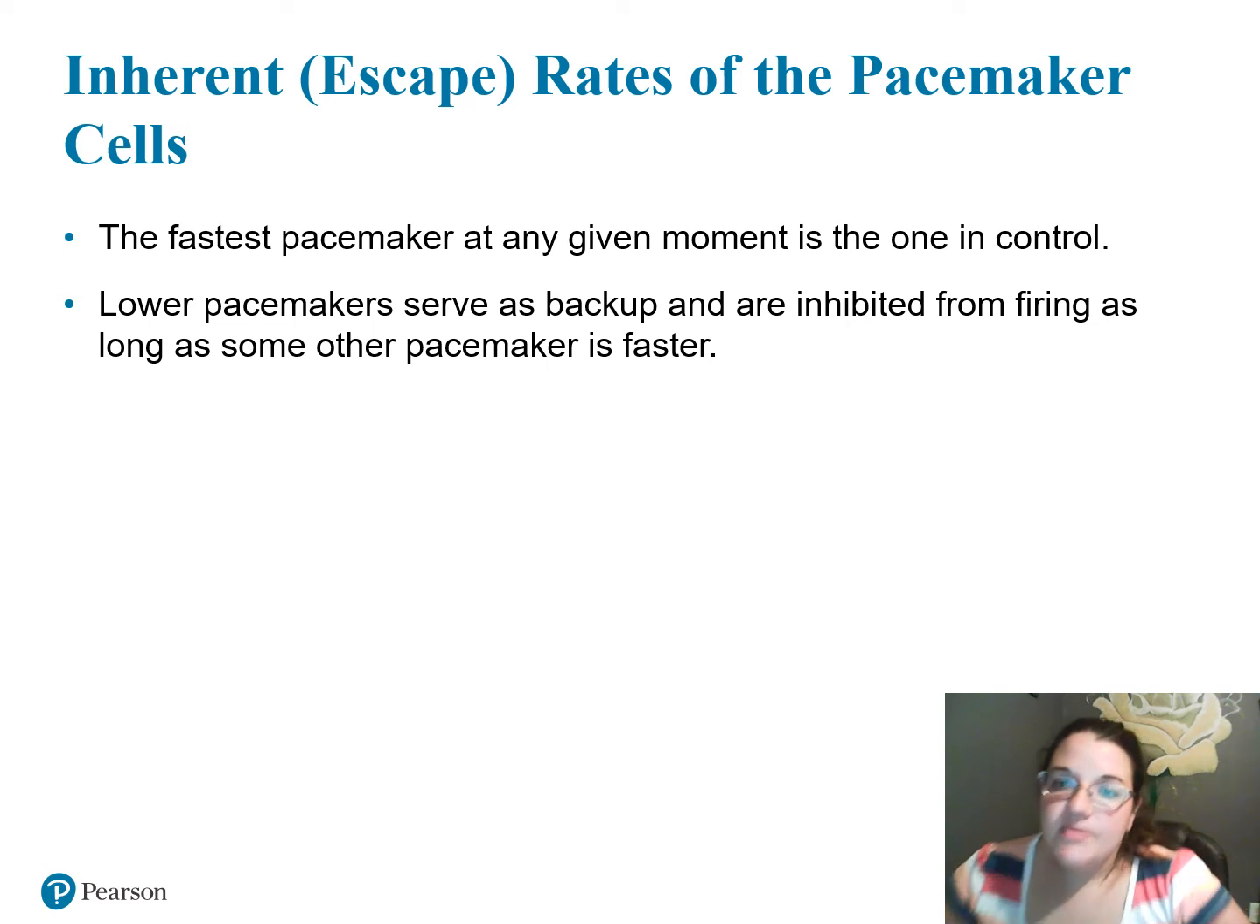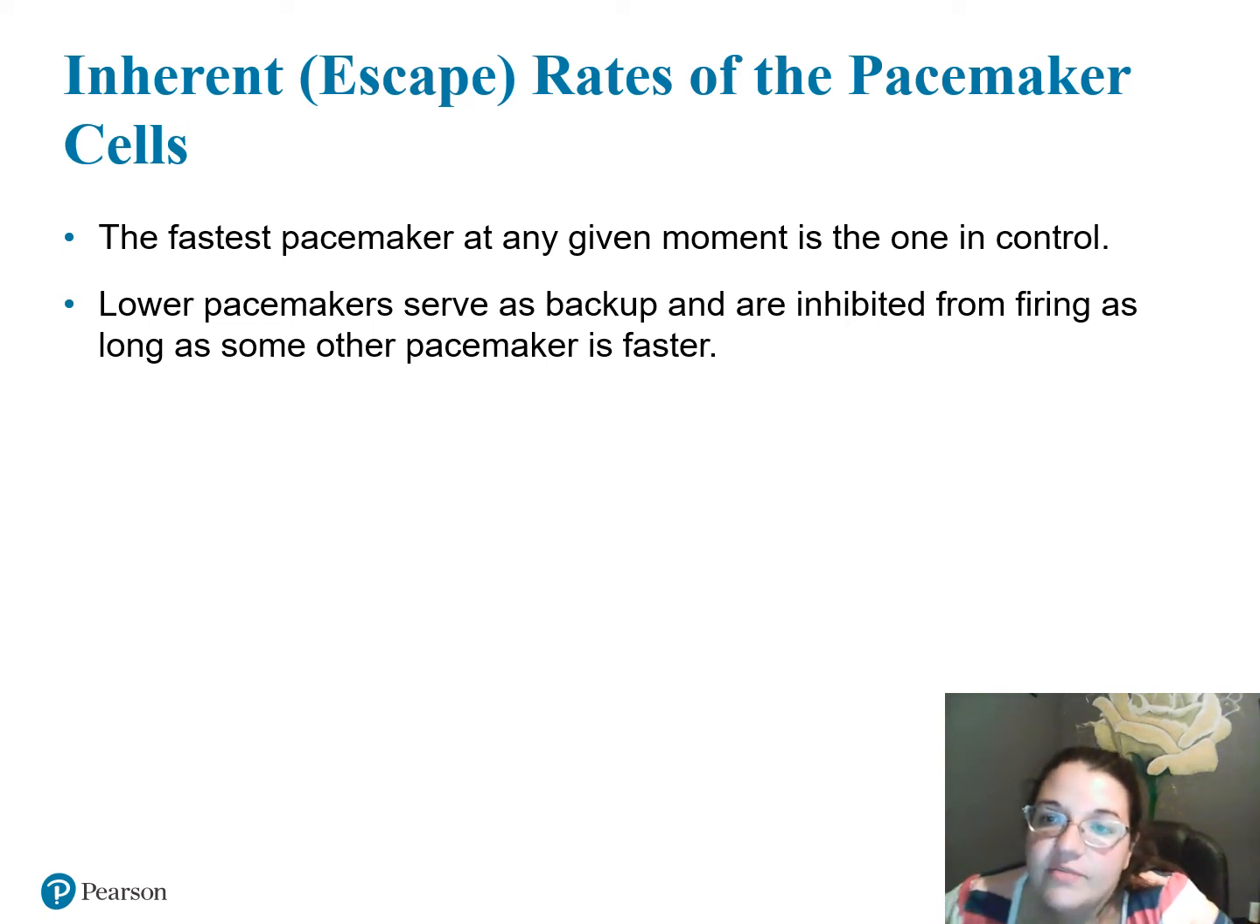The fastest pacemaker at any given moment is the one in control. The lower pacemakers serve as backups and are inhibited from firing as long as some other pacemaker is faster. What does inhibited mean? It means to prevent. So even though my AV and my ventricles are capable of sending off impulses, they are inhibited, they are stopped, because the sinus node is sending off the original pacemaker impulses.